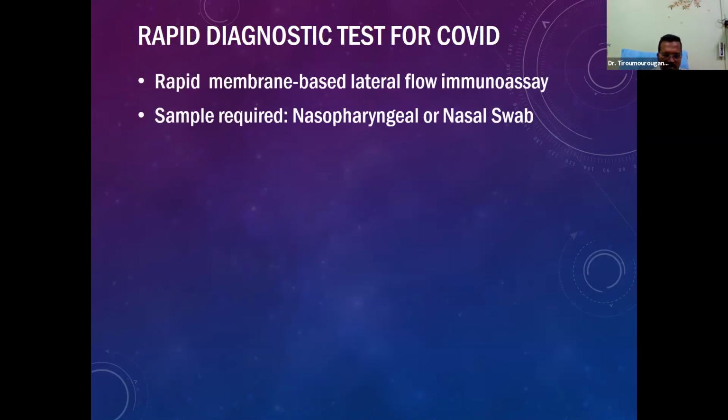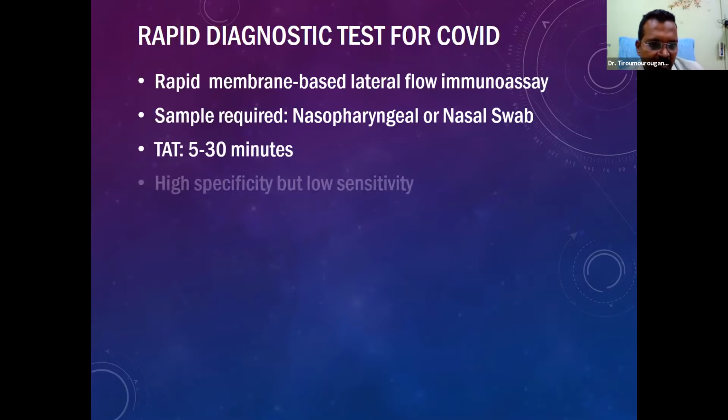For rapid diagnosis of COVID, the one which we use is again one of those lateral flow assays. We take either the nasopharyngeal or nasal swabs. Nasopharyngeal swabs are obviously better than nasal swabs. Only problem is they are a lot harder on the patient, a lot more painful. But the turnaround time, depending upon the test, can be anywhere between 5 to 30 minutes. They have a very high specificity but low sensitivity.